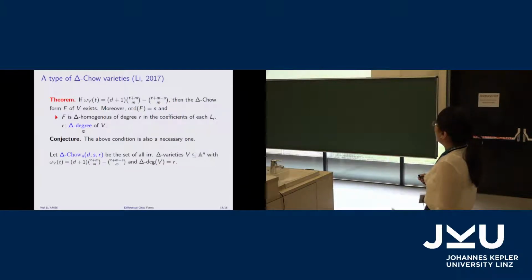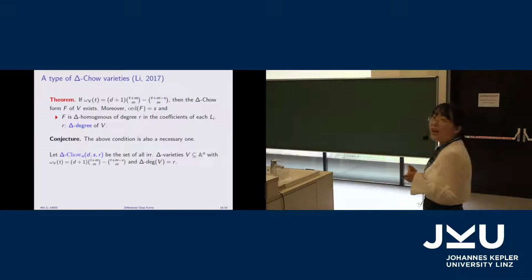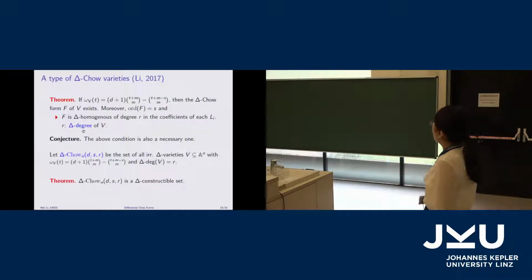Okay, let's get back to the problem proposed by Chow and Van der Waerden. Here, first, the specific kind of objects are irreducible differential varieties with quotient differential polynomial in this form and differential degree R, and we consider this set. And also with the model theoretical proof, we can show this set is a differentially constructible set.